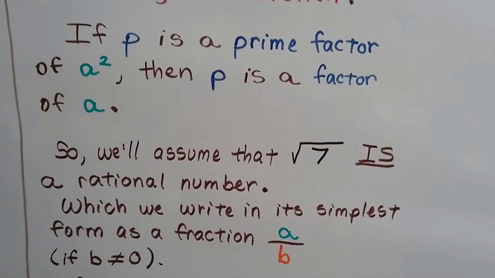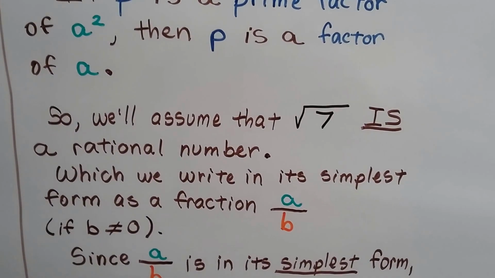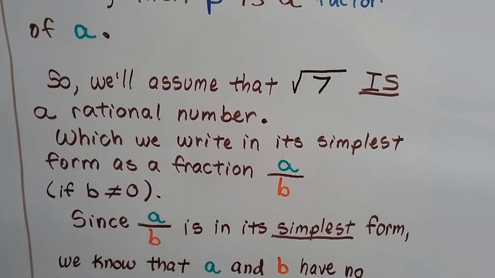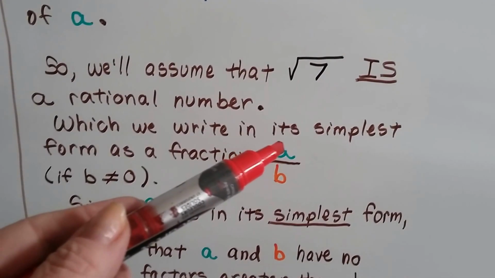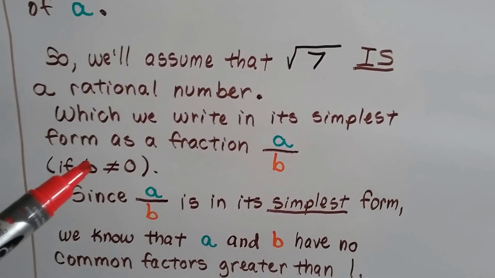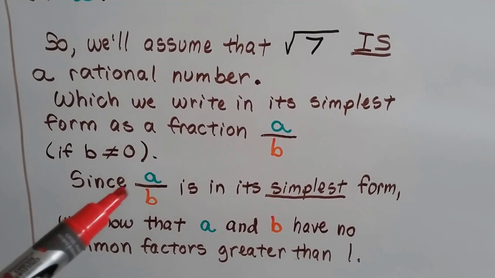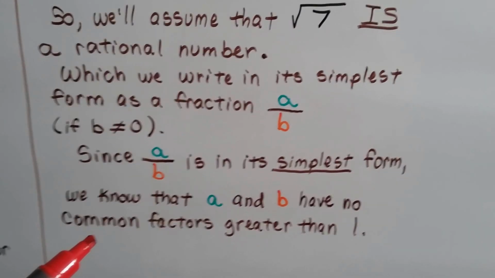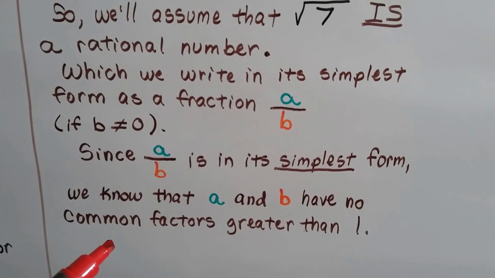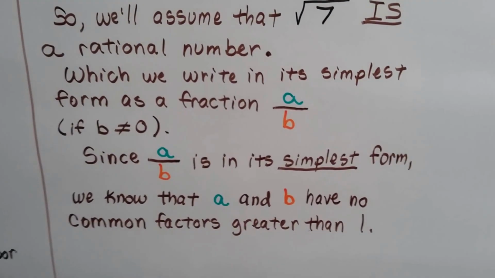So we'll assume that the square root of 7 is a rational number, and we write it in its simplest form as a fraction. A rational number would be a over b, wouldn't it? As long as b is not 0. And since we said it's in its simplest form, we know that a and b have no common factors greater than 1. It's simplified.